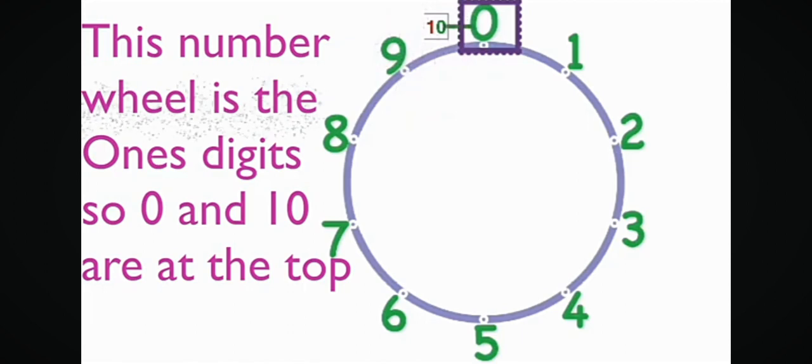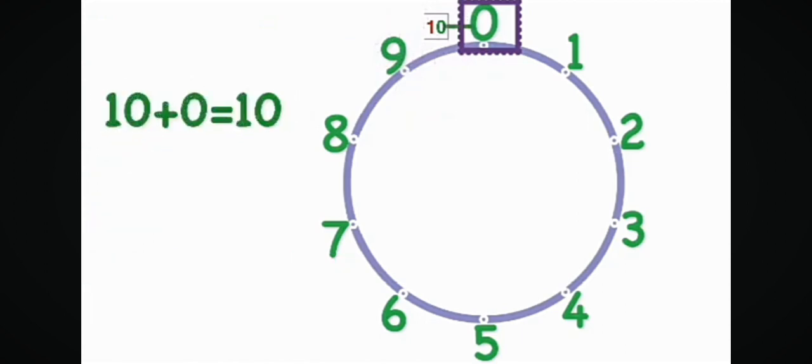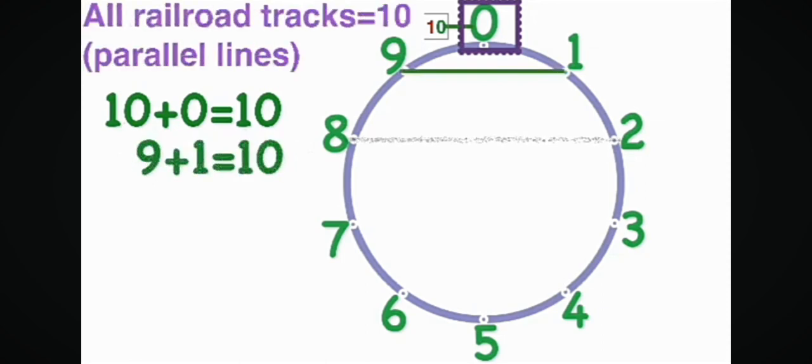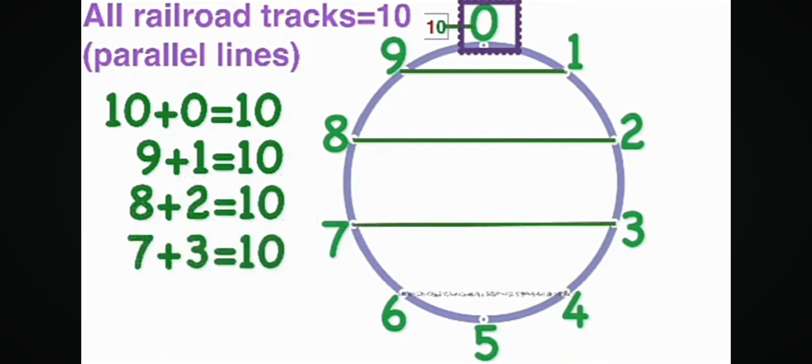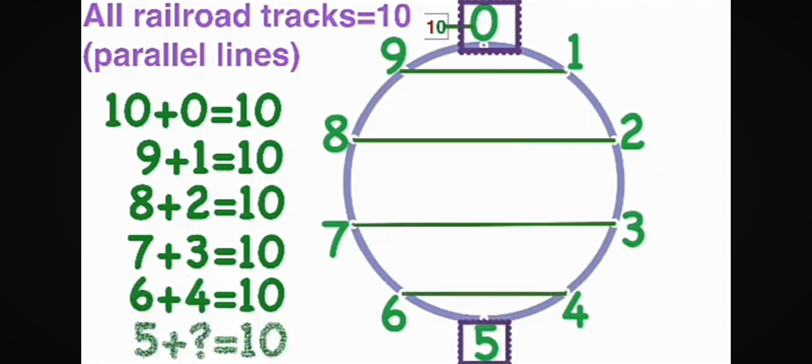What other numbers are side by side? Going down there, 9 plus 1, 8 plus 2, 7 plus 3, and 6 plus 4. And we have 5 by itself. Double it, right? And you know that 5 plus 5 equals 10.